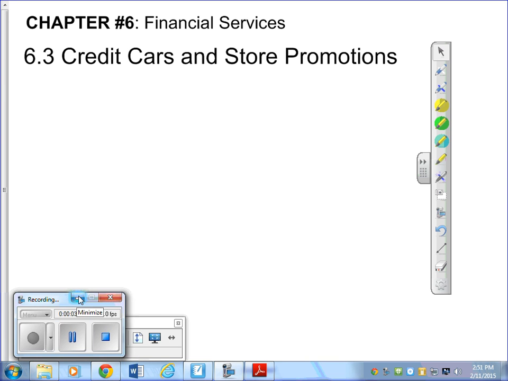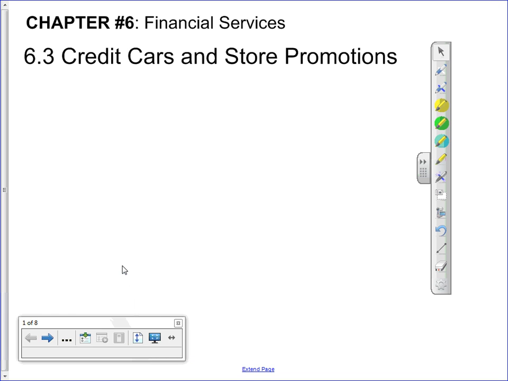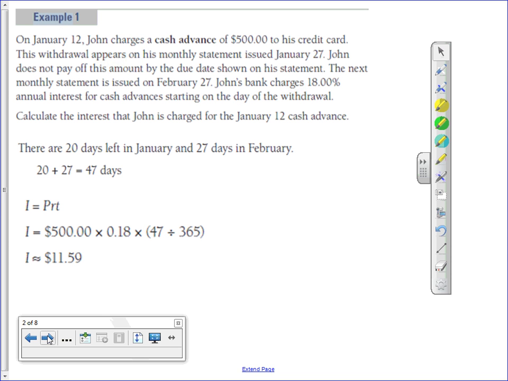Well, in the third part of Chapter 6, we're going to look at credit cards and also store promotions that companies will use to try and draw you into their store, and then secondly, make a deal sound really good so that you'll buy whatever it is they want to sell you and make you feel like you got a good deal. So the first thing we need to look at is credit cards, and here's an example.